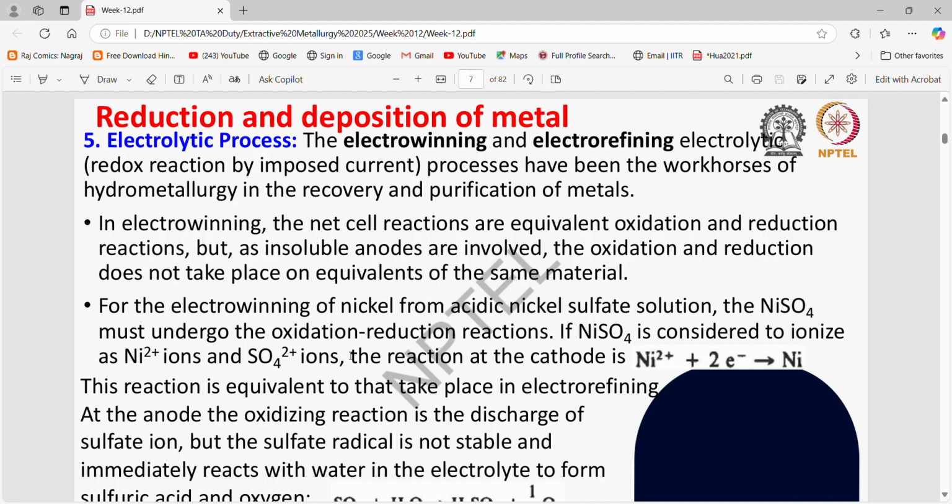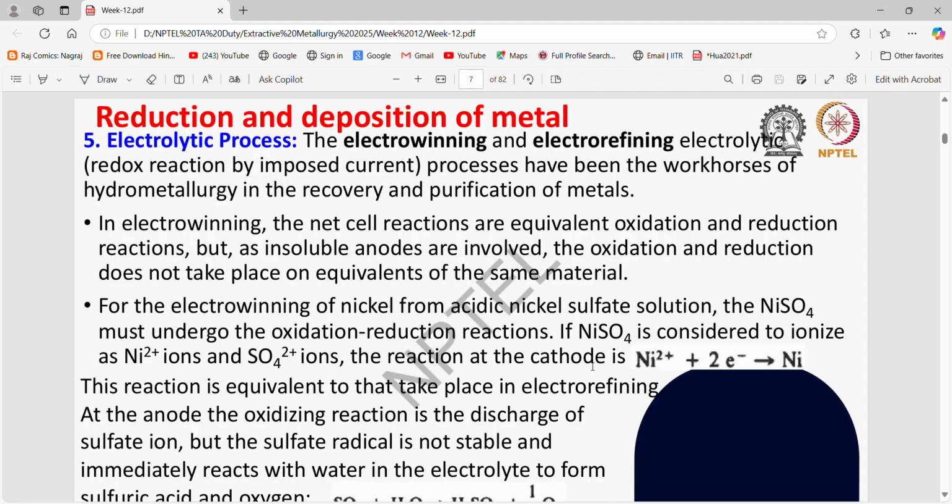Whatever impurities are present can get dissolved inside the solution, or they can get precipitated inside the solution, depending on the voltage provided for the particular reaction to happen.